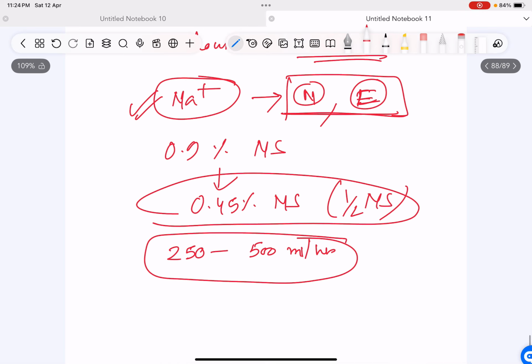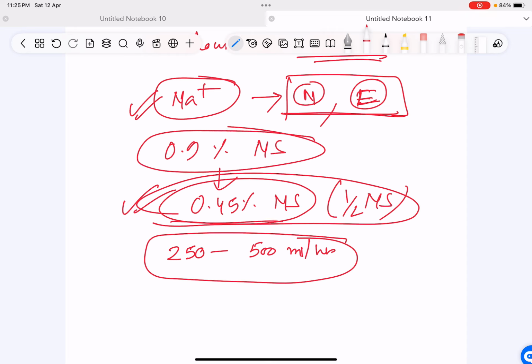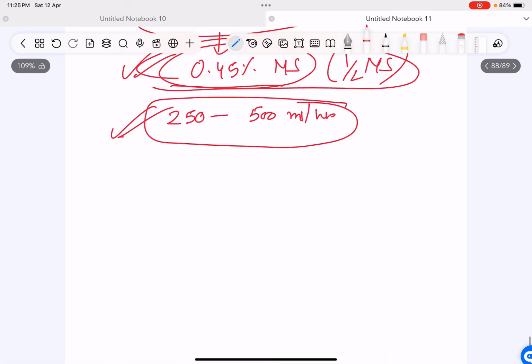But what fluid do I have to choose? Now this will be decided based on the sodium levels. If the sodium levels are normal or elevated, you switch to half NS. If the sodium levels are still low, you continue with the 0.9% NS. But the flow rate has to be reduced to 250 or 500 ml per hour. So this is fluid correction.